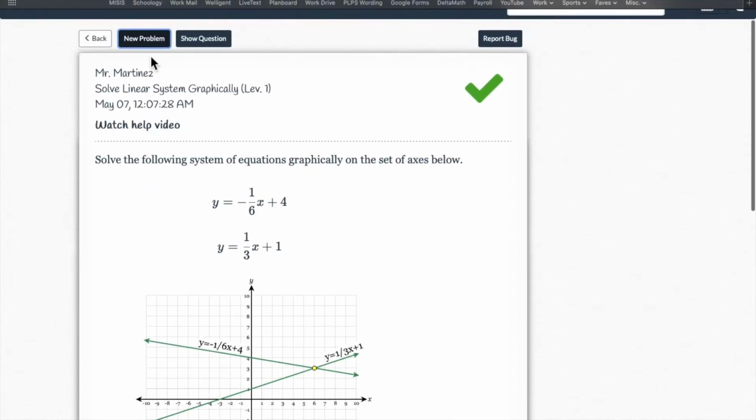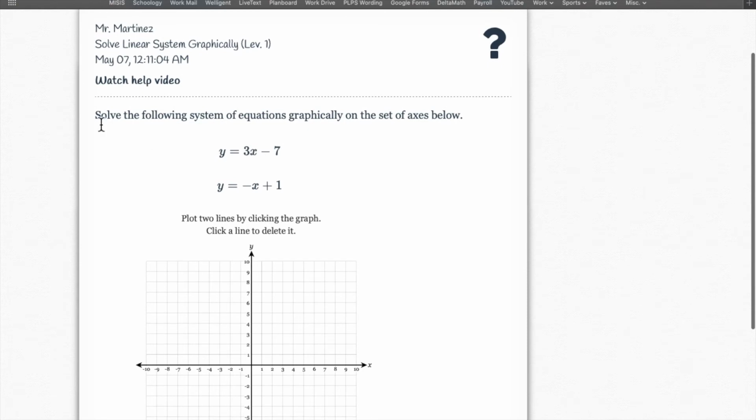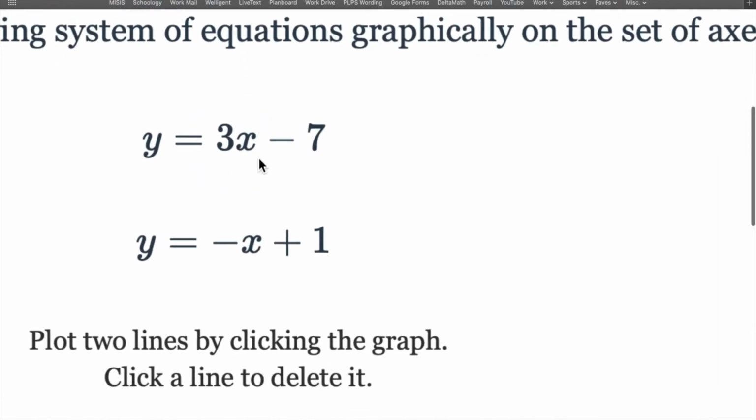Here, let's do a second example. Again, it says solve the following system, right? More than one equation, 1, 2. Graphically, we're going to graph it on the set of axes below. So let's do our first equation here. Remember, our first move, our go, is always the last number at the end of the equation, which in this case is negative 7.